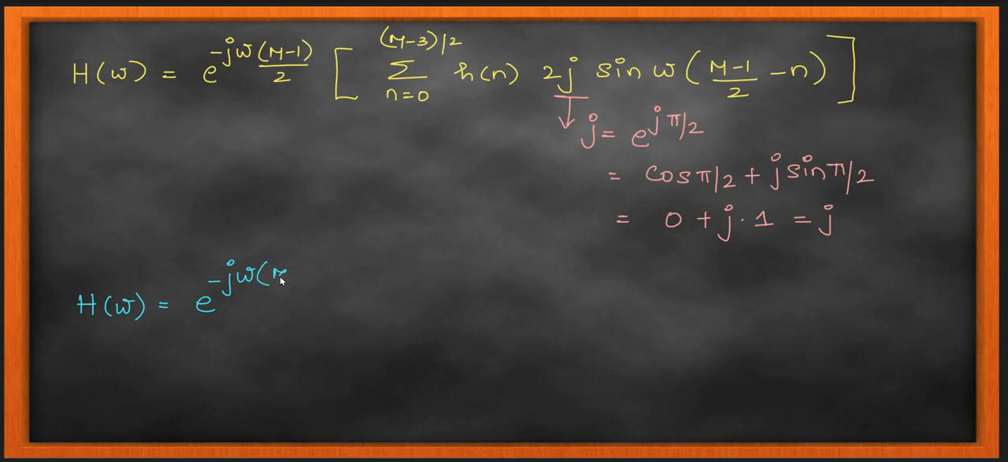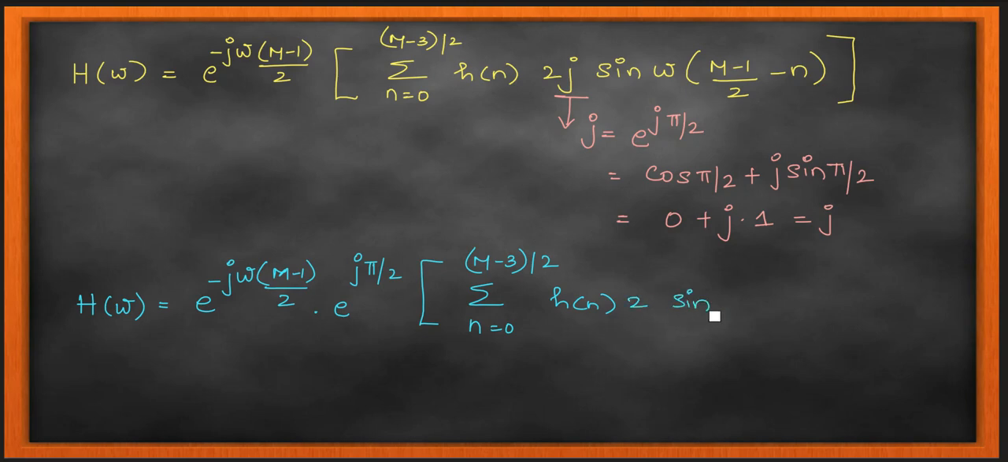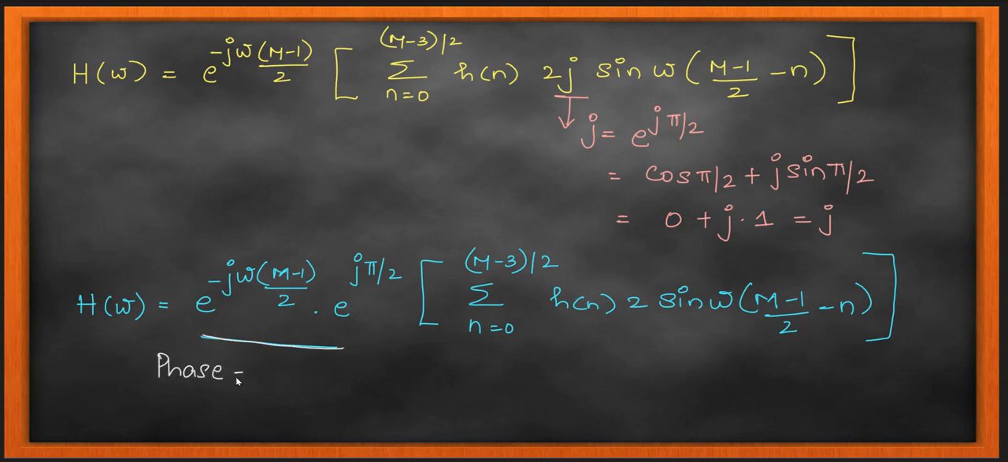So I can now write it as e to the power of j pi by 2 and take that outside, which means, because of that negative, I'm going to have a phase shift of pi by 2 added, and that is the only difference. So my phase is now going to be pi by 2 minus omega into m minus 1 by 2. So that is your phase, and the magnitude is what is given on this side. So this is your magnitude.